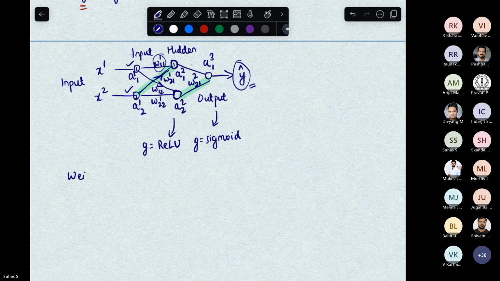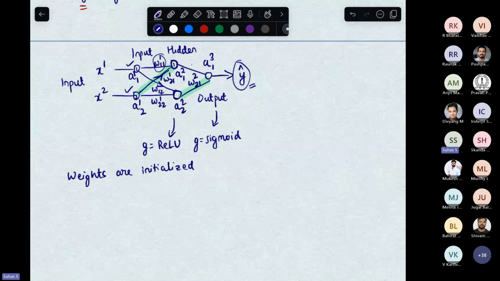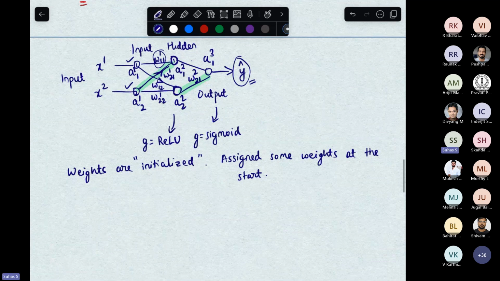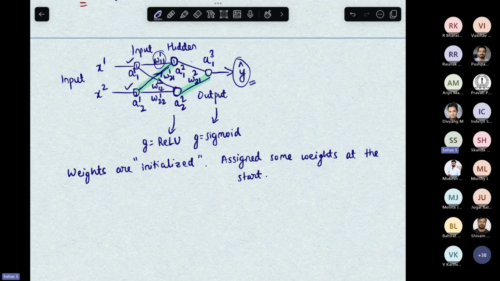So one important note is that weights are initialized. What I mean by initialized is they are assigned something. So you are assigning some weights at the start. Typically what people do in neural networks is that these weights are selected randomly, or I should say initialized randomly.